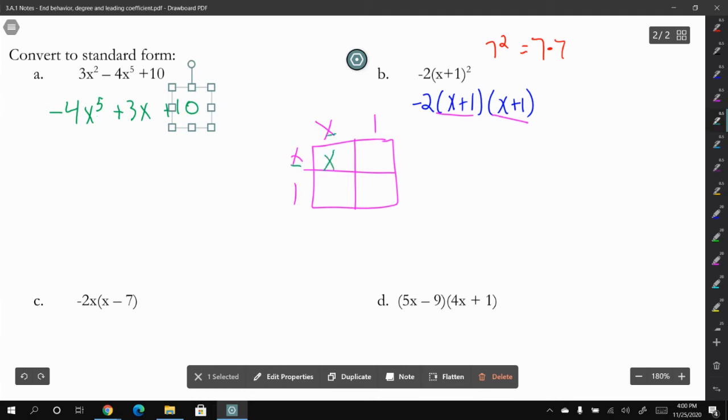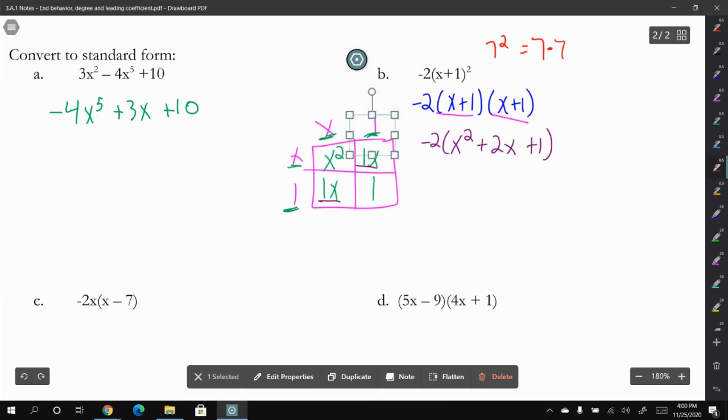So x times x is x squared. X times 1 is 1x. X times 1 again is 1x. And 1 times 1 is 1. So then I get negative 2 times x squared, and then I have 1x plus 1x, that's 2x, plus 1. And then I distribute this. So negative 2x squared minus 4x minus 2. This is our standard form.